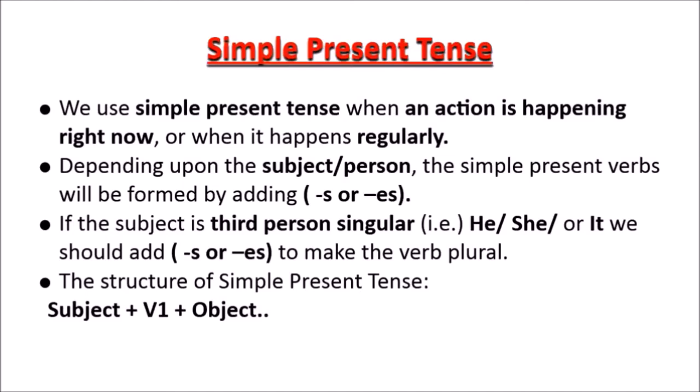So now let's see the structure of simple present tense. Look at the structure there. Subject plus verb 1 plus object. So this is the basic structure of simple present tense. Can you all understand, students?